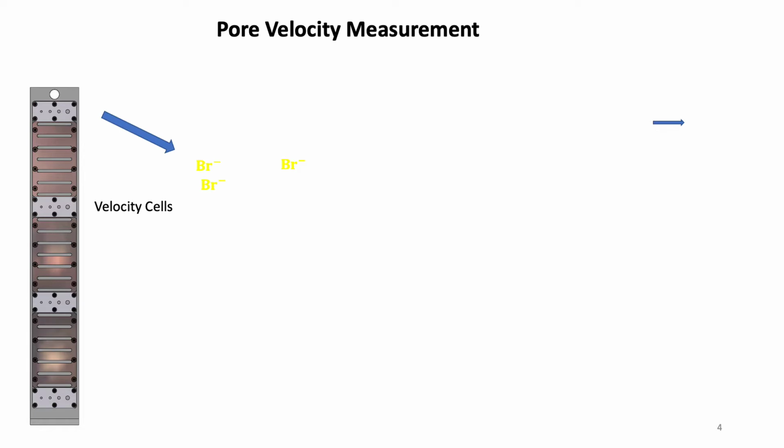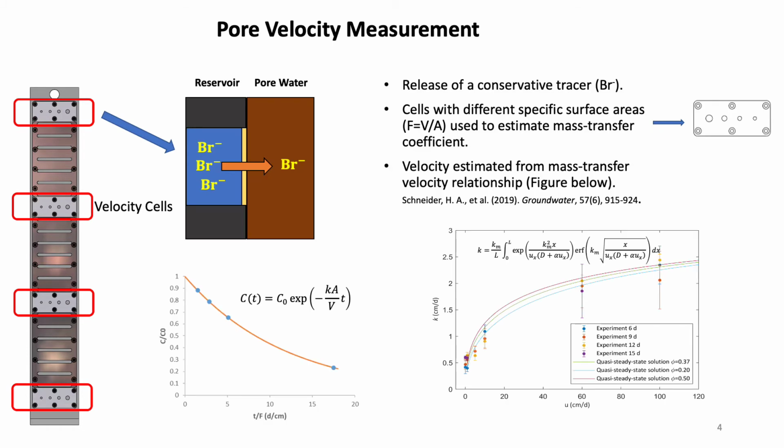Pore velocity can be estimated with a technique that was developed which allows the mass transfer of a conservative species to be related to the velocity outside of the velocity cells. So the velocity cells, as mentioned, there are 4 sets of these on the sampler that cover the overall length of the sampler.